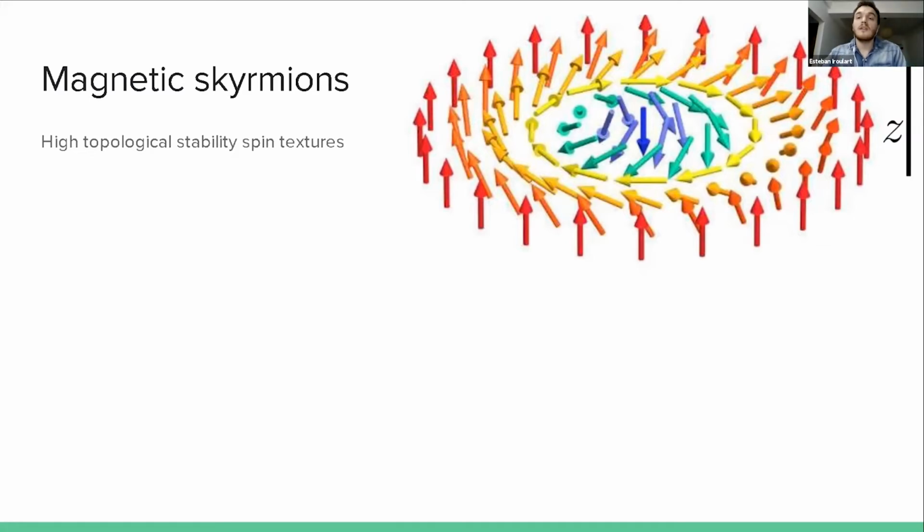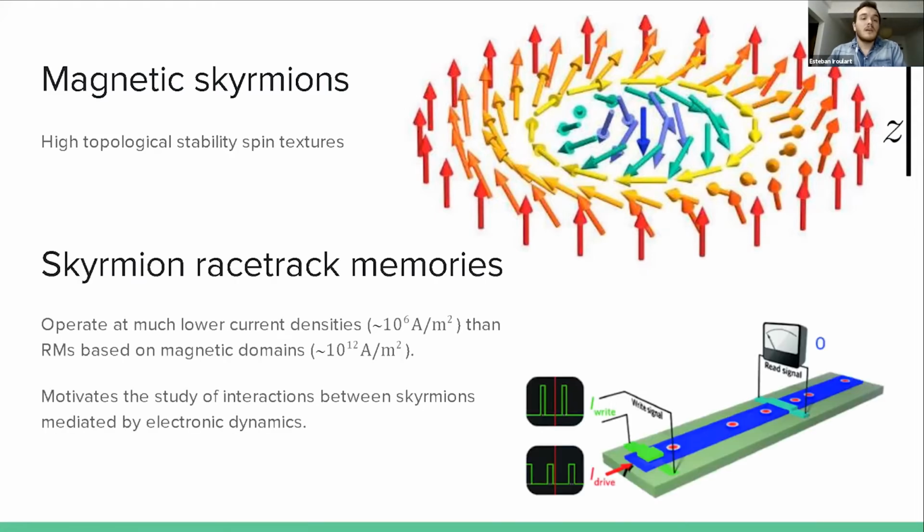Here on the right, I show a ferromagnetic skyrmion. That's the most common type. The skyrmions have some very interesting potential applications, like skyrmion racetrack memories, where the skyrmions can be created and manipulated by spin current and then read. Their main advantage is that they can use much lower current densities than racetrack memories based on magnetic domains. And this kind of device motivates our study of interaction between skyrmions mediated by the dynamics of traveling electrons.